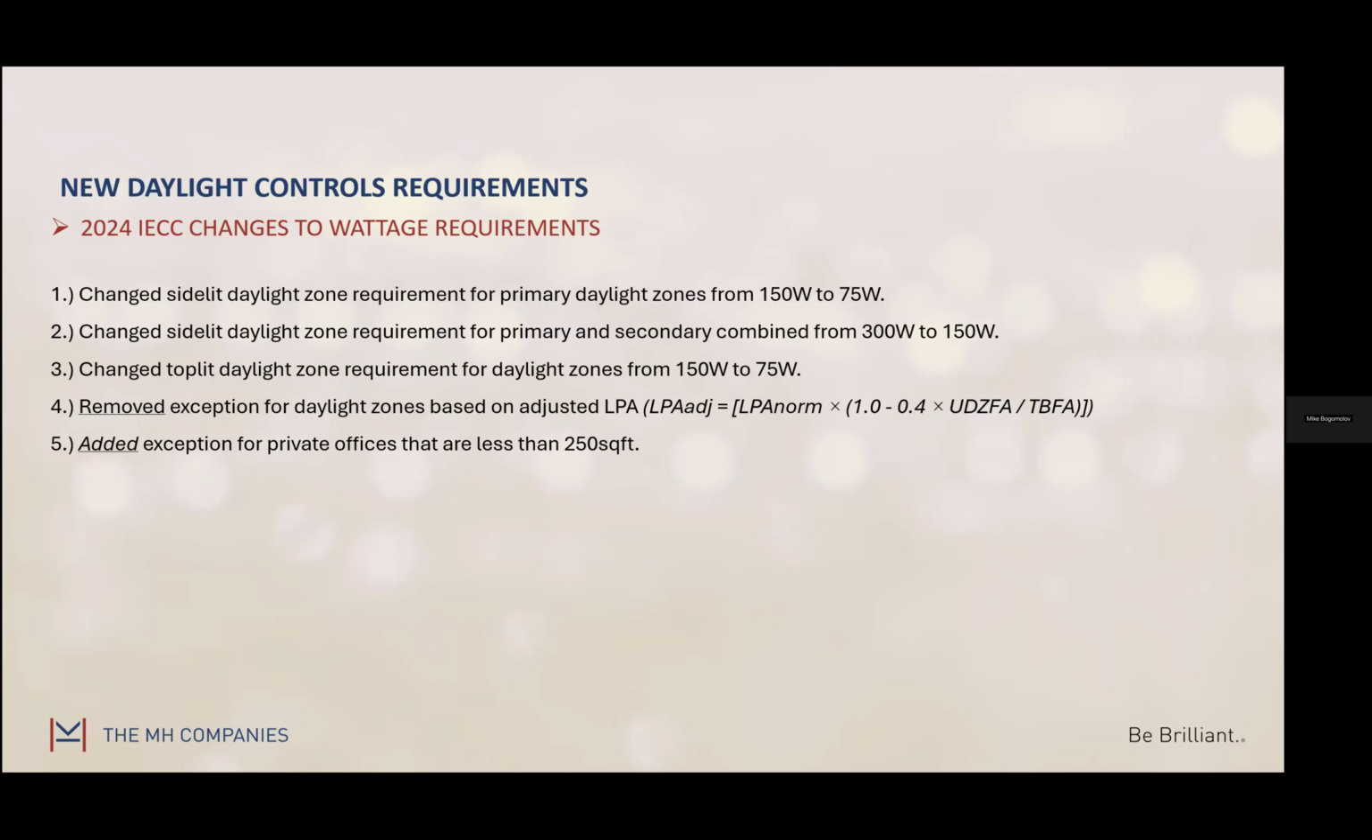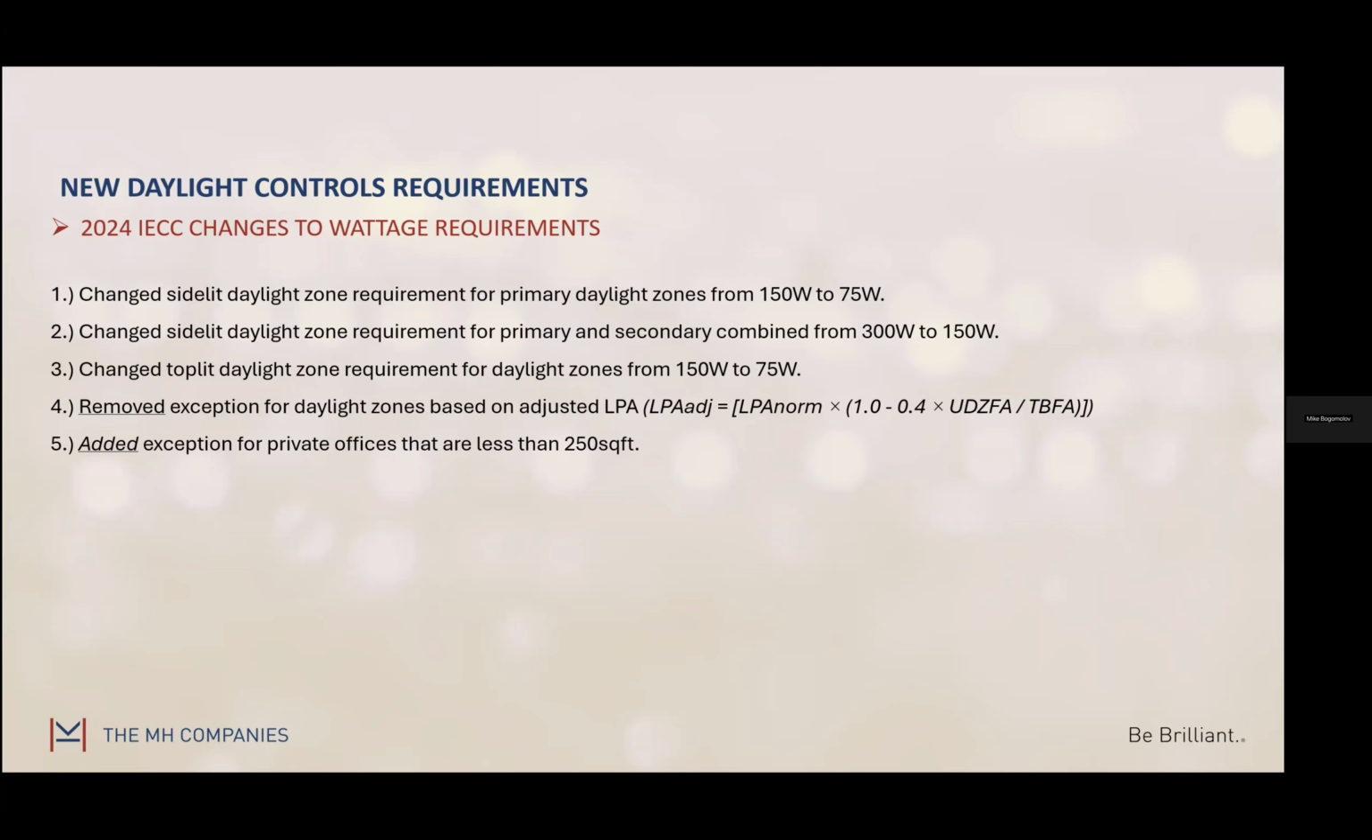New daylight control requirements. So again, the verbiage in this section didn't change, but by a few characters in the code. However, the impact is pretty significant, right? So what they ended up doing is essentially halving the wattage requirements that would push you into having to do automatic daylight harvesting within your calculated daylight zones, right?